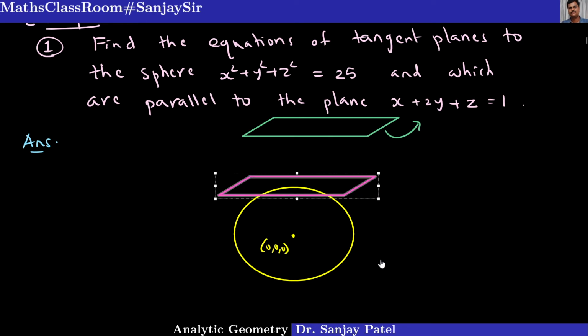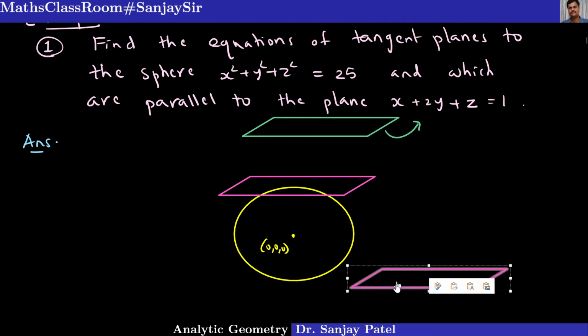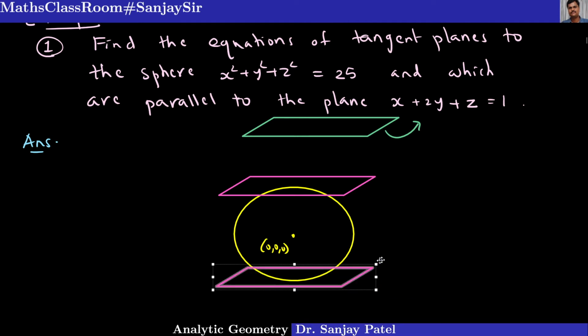And you can understand immediately there will be two planes. One is touching here and the other one I can draw this way. It is touching at the bottom. So there will be two planes. It is clear from the figure. And remember this is the fixed plane whose equation is x plus 2y plus z is equal to 1. So the direction of the normal vector of this plane is n bar is equal to 1, 2, 1.